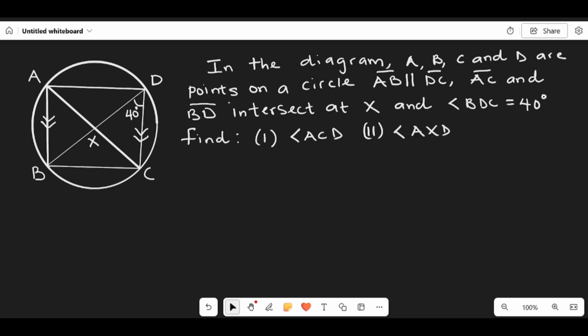Most students will rush this question and use the wrong theorem, but today I will show you the smart way to solve it step by step.